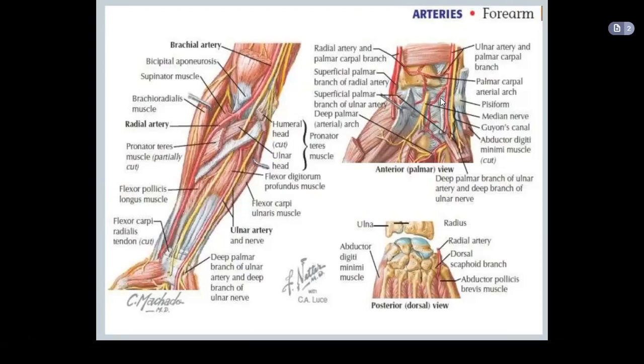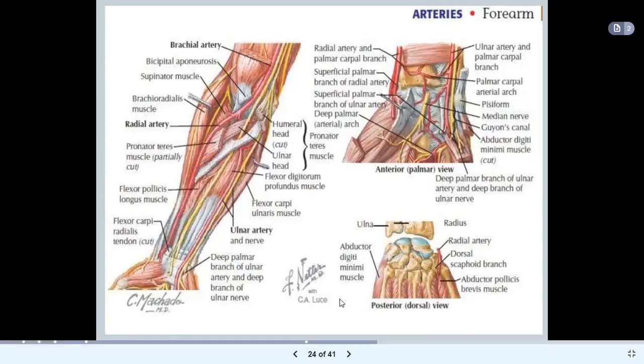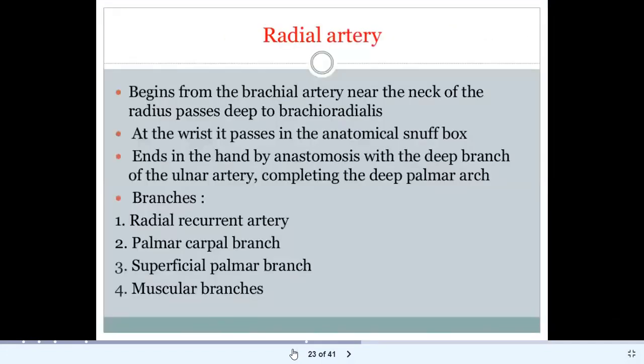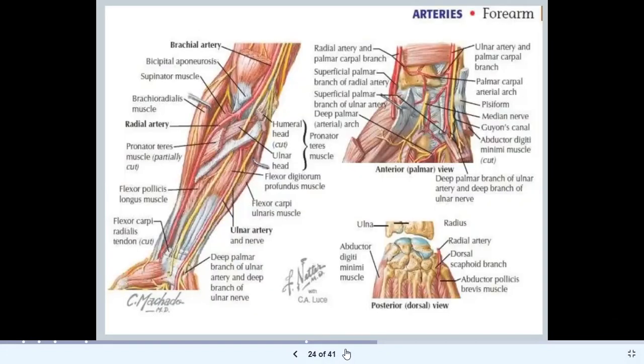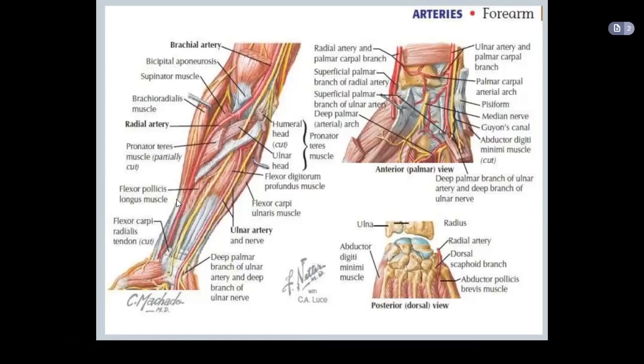Okay, let's see. Here the muscular branches are not labeled, so you can only see the palmar carpal branch and the superficial palmar branch. Let's see if we can find the radial recurrent artery. It's not labeled here, but it should be going back upward. So you see a branch that is going upward, but it is not visible in this diagram, radial recurrent artery. Okay.